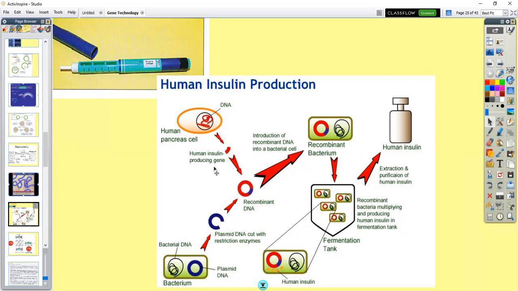insulin producing gene. The plasmid would be removed, cut with the same restriction enzyme. You make your recombinant DNA and combine those together, identify that the human insulin gene has been picked up, then you put that back into your bacteria, then you have a bacteria that makes human insulin, and any amount of human insulin, on a vast scale.